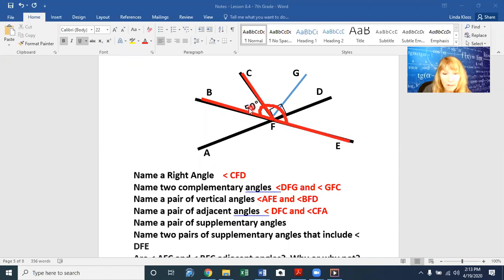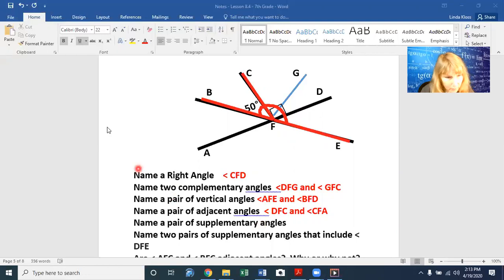180 minus the 50 that's already been used up, right? What's 180 minus 50? 130. And it makes sense because it has to be obtuse, because it's greater than 90. You can tell that right here. It's leaning, right? So it's 130 degrees.